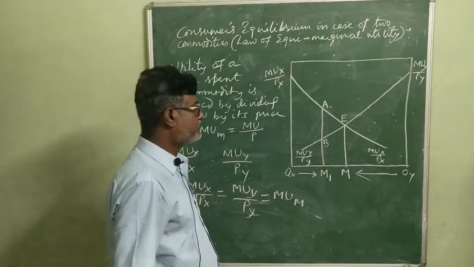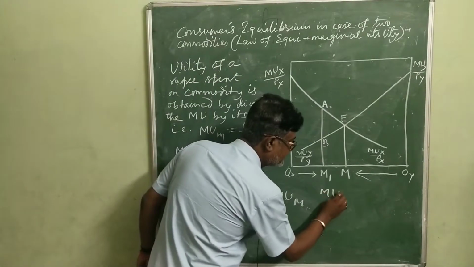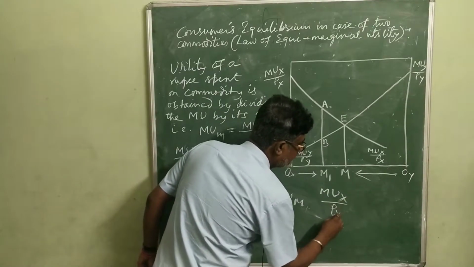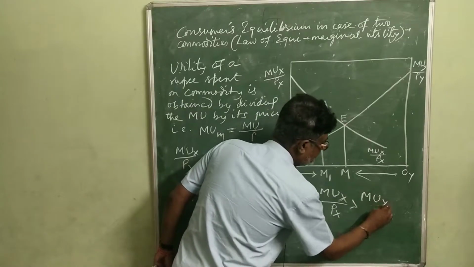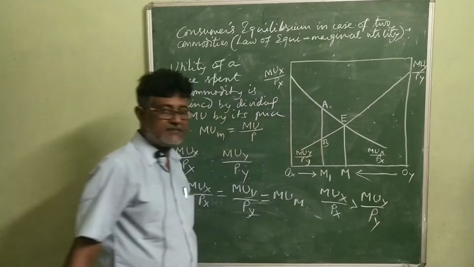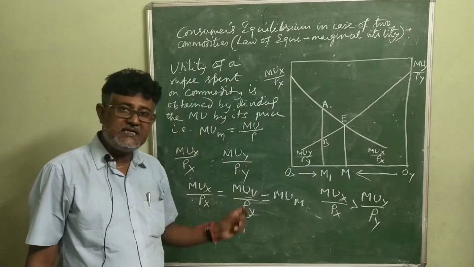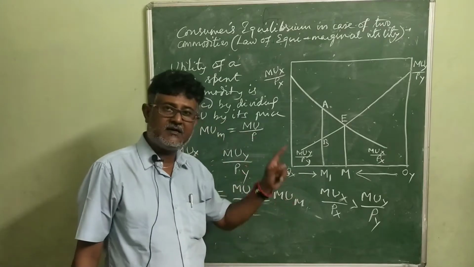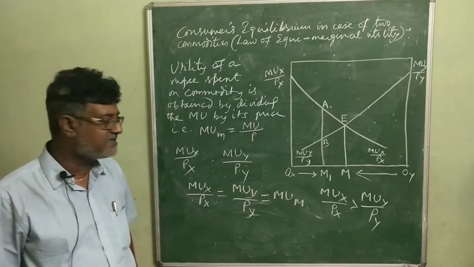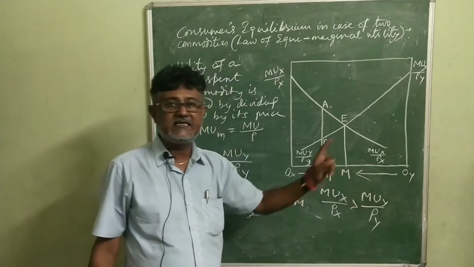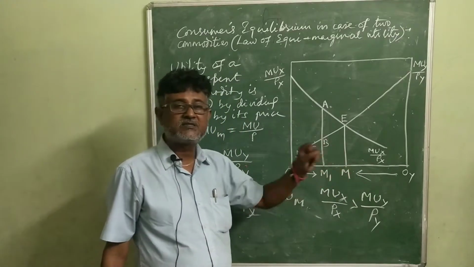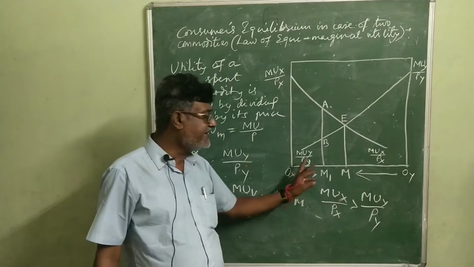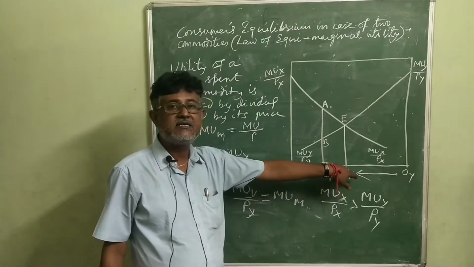Now remember, if MUX by PX is greater than MUY by PY, it means that the utility which the consumer is getting from spending a rupee on the purchase of X is greater than the utility derived from the money spent on the purchase of Y. So he will increase the consumption of X till he reaches equilibrium.